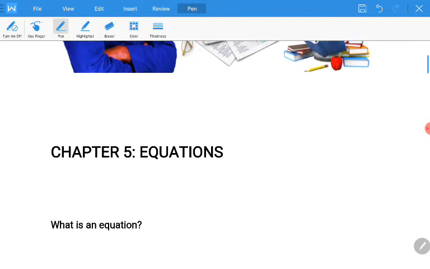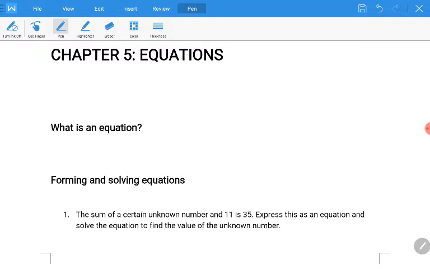Today we are going to be looking at equations. So the first question that we need to address is, what is an equation? An equation is a statement about the equality of two mathematical expressions. For instance, we can say 2x plus 3 is equal to 5. This is an equation on its own that we might need to solve at some point.